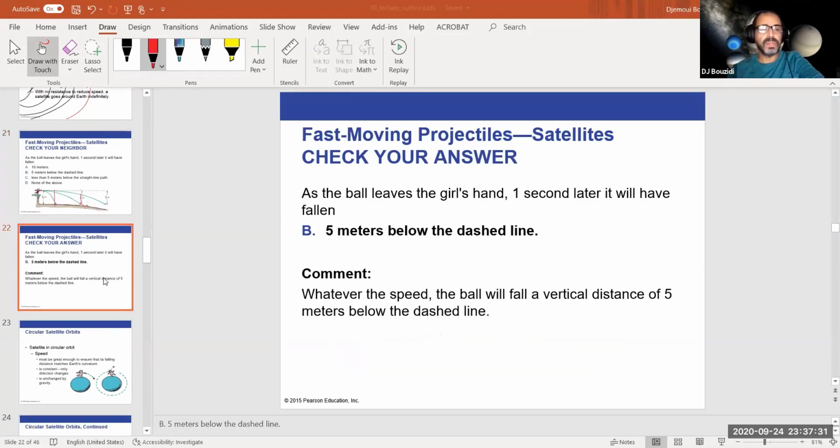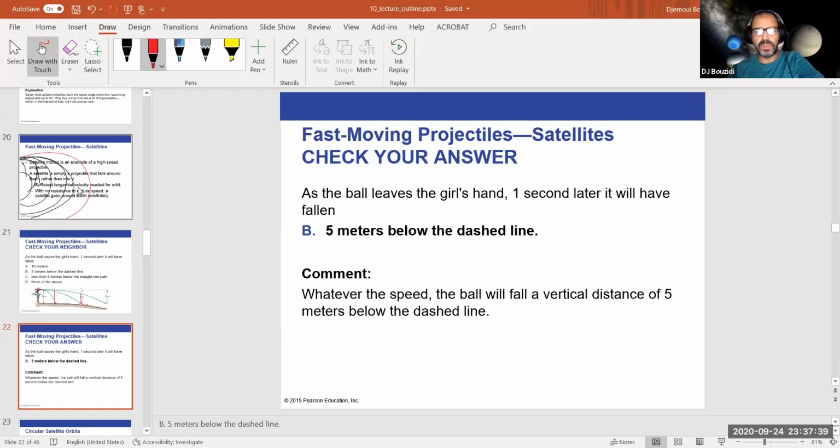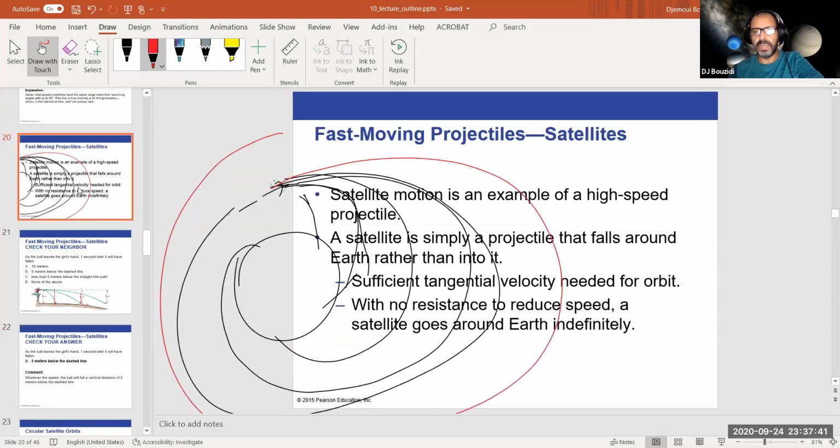I need to think about that question. Yeah, if it slows down, it's going to come back. If it slows down, it's going to come back. So that's correct. Okay. So if you want to go higher in orbit, you have to move faster.